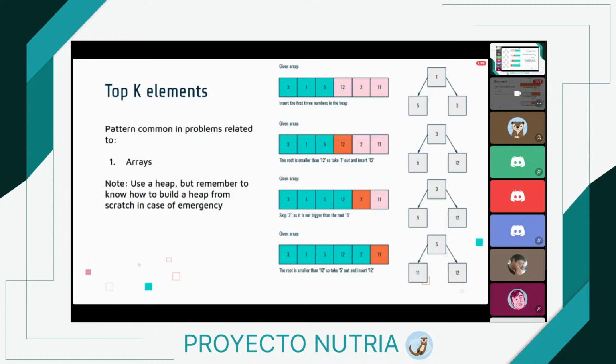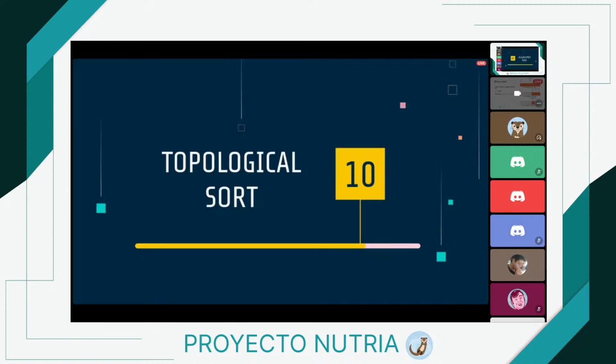Perfect. Okay, let's move on. Now we're reaching topological sort. This is another graph algorithm.